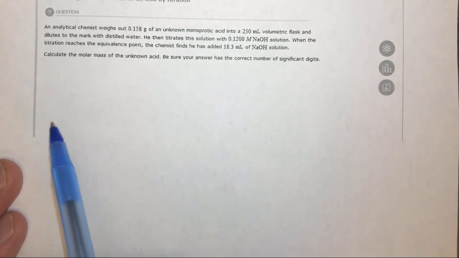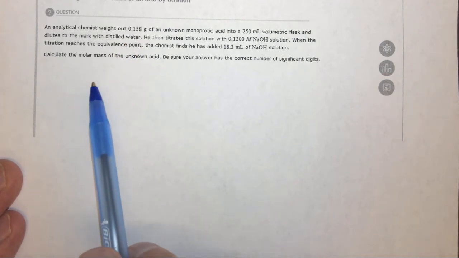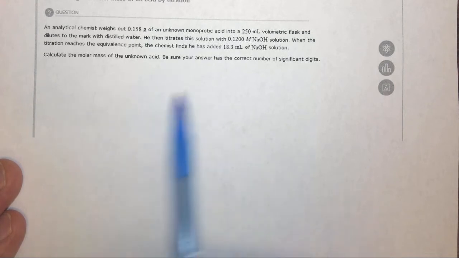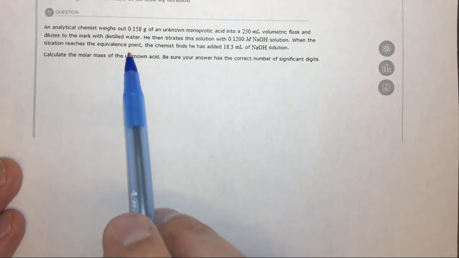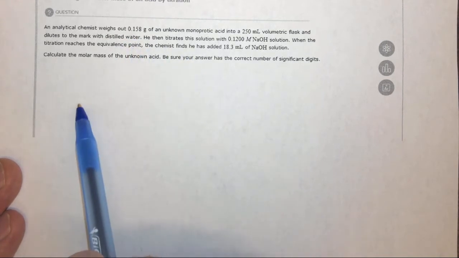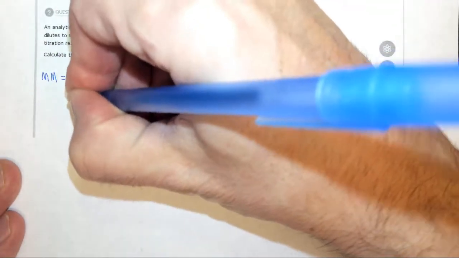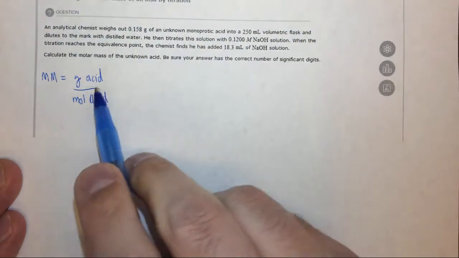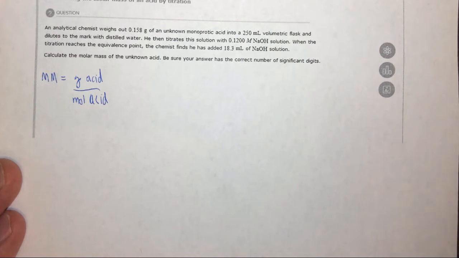So here we are going to experimentally determine the molar mass. Generally speaking, if you want to know the molar mass of something, your first instinct is to go to a periodic table and look it up. But somebody had to calculate those things, and one way to calculate them is by titration. So let's look at how we might calculate the molar mass. Well, molar mass equals grams of acid divided by moles of acid. The grams of acid are easy. It's given in the problem. The moles of acid we need to find from this reaction.